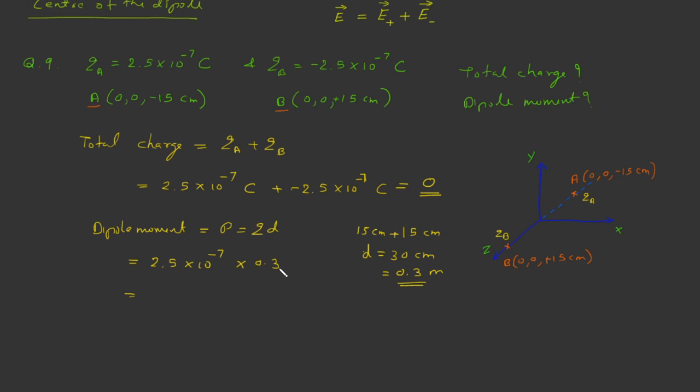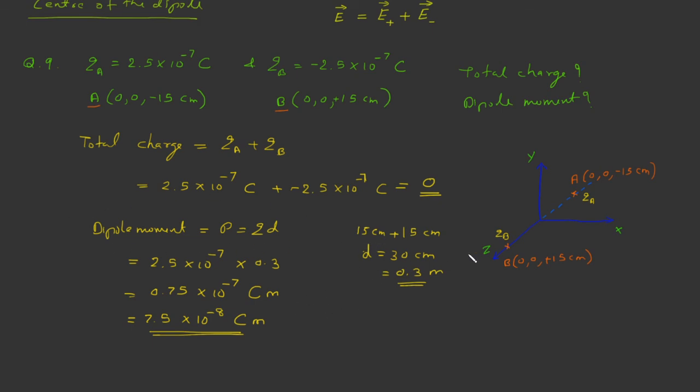2.5 into 0.3, that is equal to 0.75 into 10 raised to minus 7. We know the unit is Coulomb meter, and we can write it as 7.5 into 10 raised to minus 8 Coulomb meter. So we got magnitude of dipole moment.